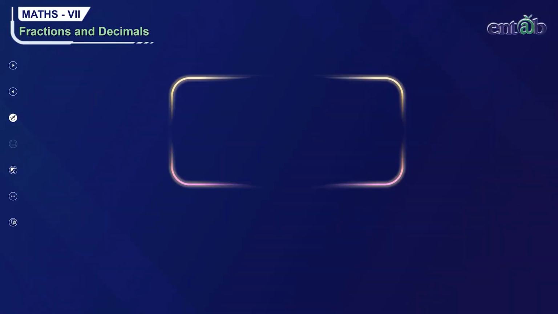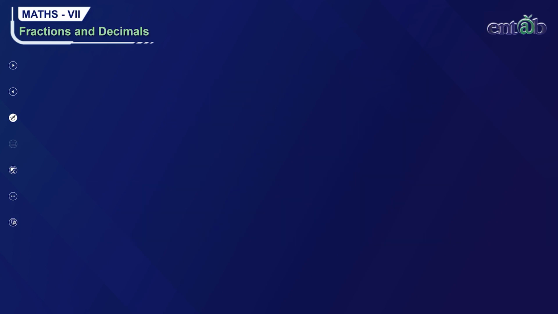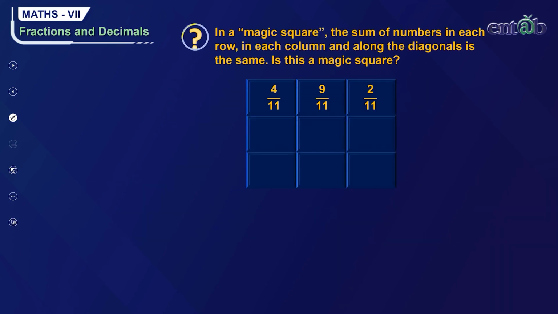Hello everyone. Today we are going to discuss some interesting problems based on addition and subtraction of fractions. So let's start. In a magic square, the sum of numbers in each row, in each column and along the diagonals is the same. Is this a magic square?